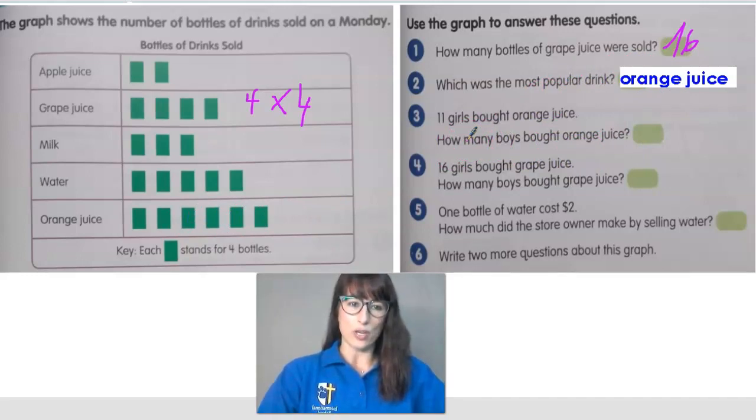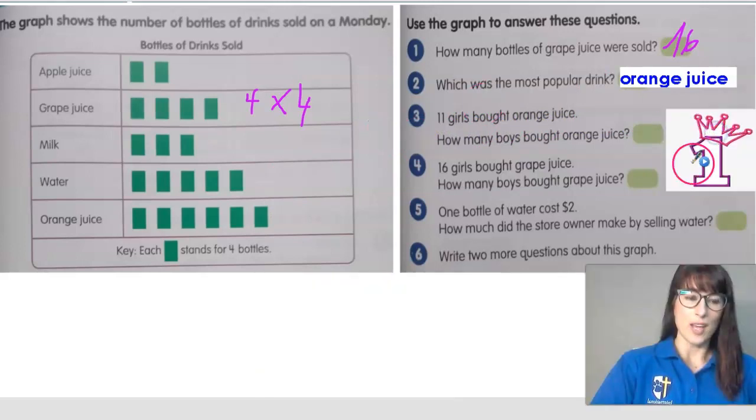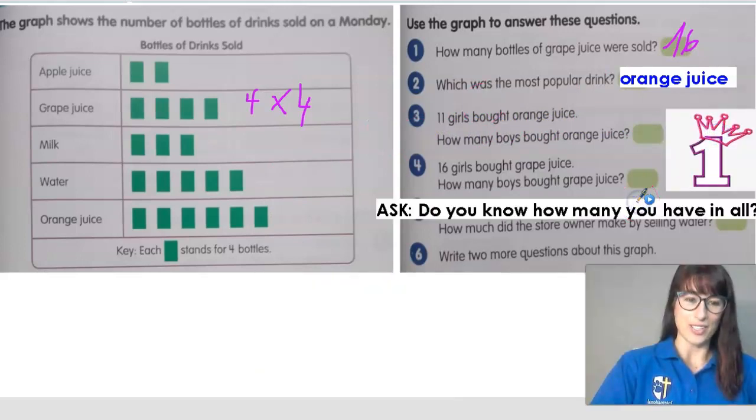Now, here we have a tricky question. 11 girls bought orange juice. How many boys bought orange juice? So we know how many girls bought it, but we don't know how many boys bought it. Now, guess what? What do we have to do here first? First, we have to ask the question. That's correct. Do you know how many you have in all? We don't know how many we have in all. Let's find out. Let's look at the orange juice.